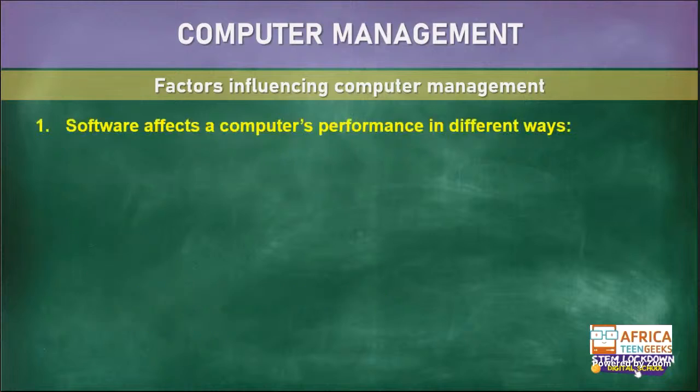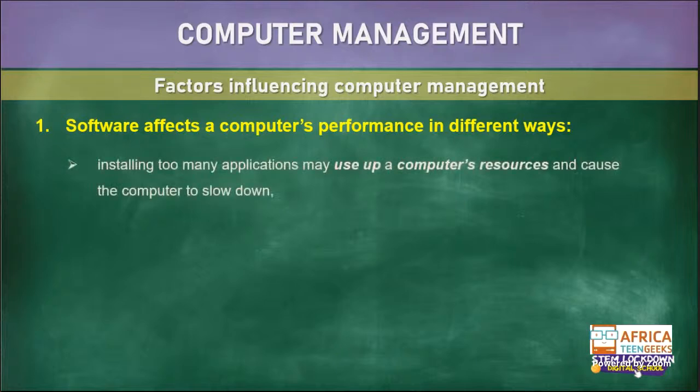Software affects a computer's performance in different ways. Number 1, installing too many applications may use up a computer's resources and cause the computer to slow down. So it's not advisable to keep on installing applications that you are not even using. You should only have applications that you are currently using on the computer. This will also help to save storage space on the hard drive.